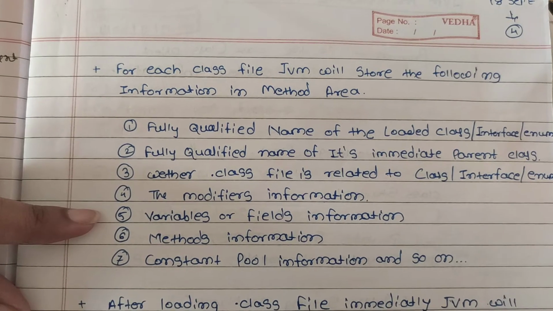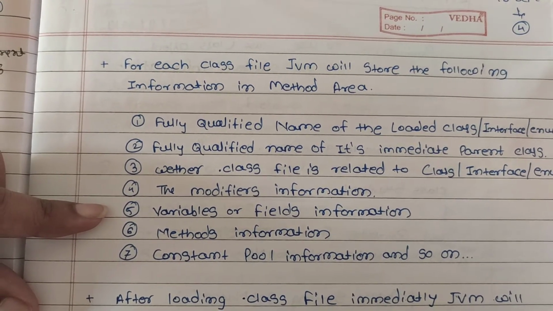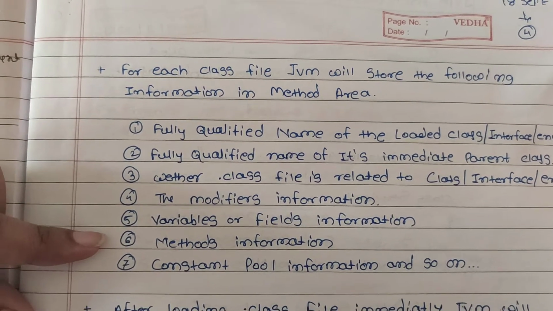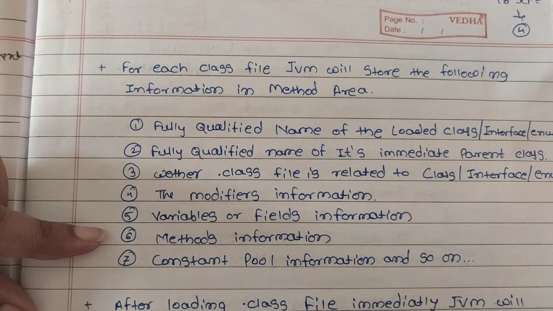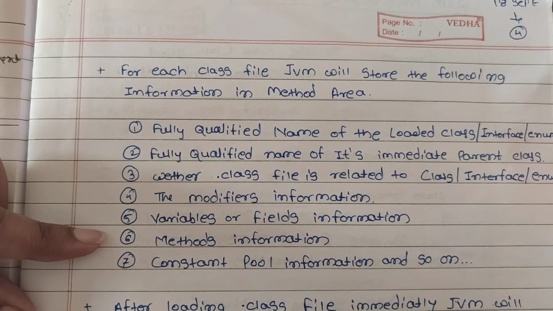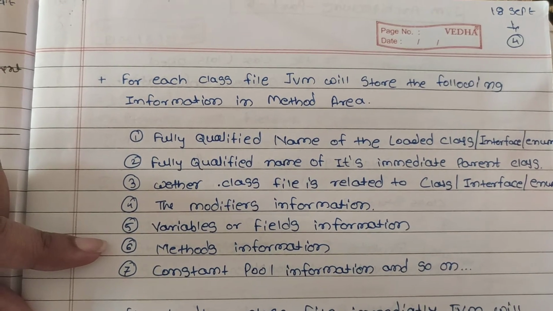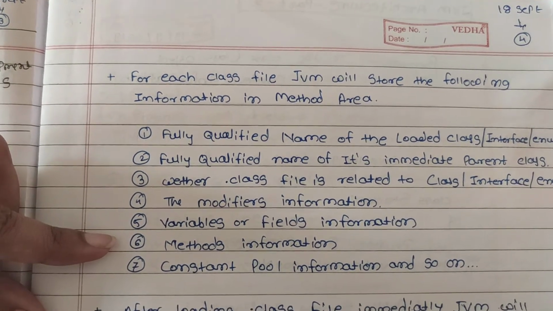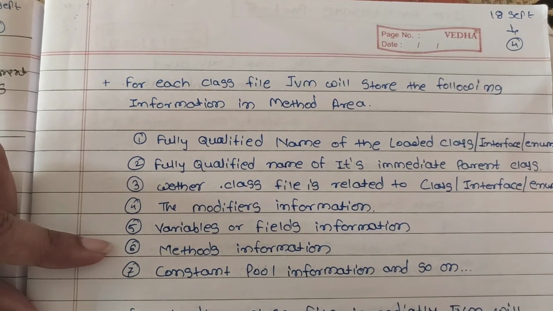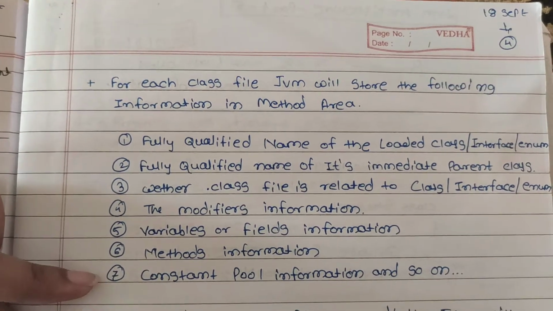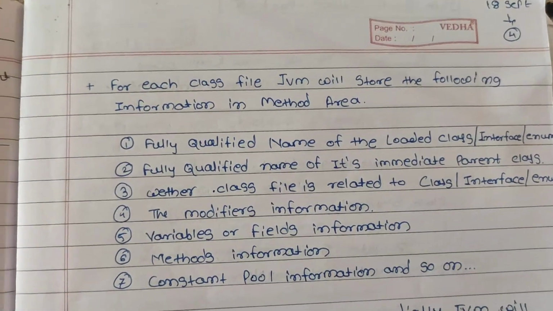Variables or fields information, like how many variables it has, what fields it has. Methods information, so how many methods that class has, what are the names of those methods, what modifiers are present along with those methods. All this information will get stored in the method area by the class loader subsystem. Constant pool information and so on.